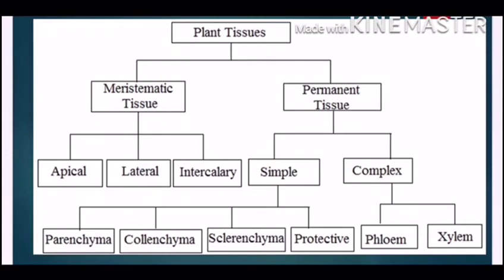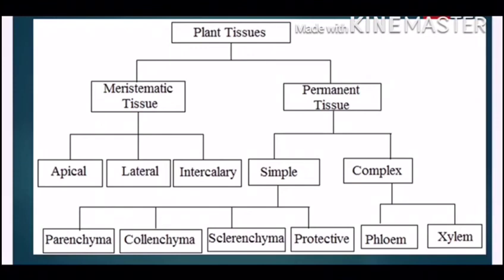Meristematic tissue is again divided into three types: apical meristem, lateral meristem, and intercalary meristem. And under permanent tissue, you will study simple permanent tissue and complex permanent tissue. Simple permanent tissue is again divided into types: parenchyma, collenchyma, and sclerenchyma.